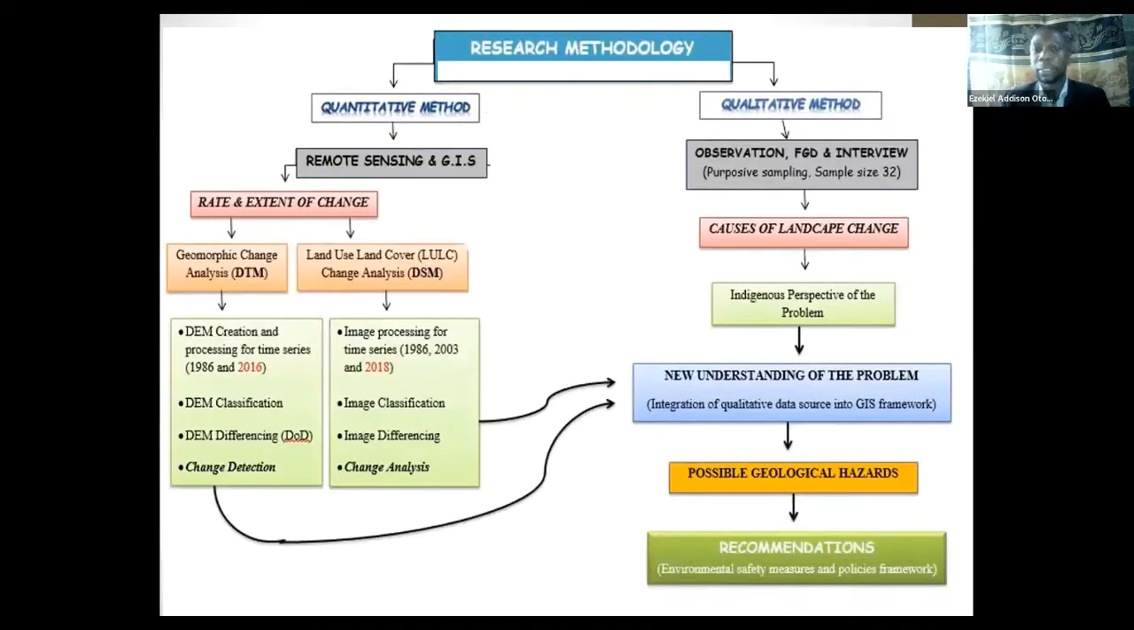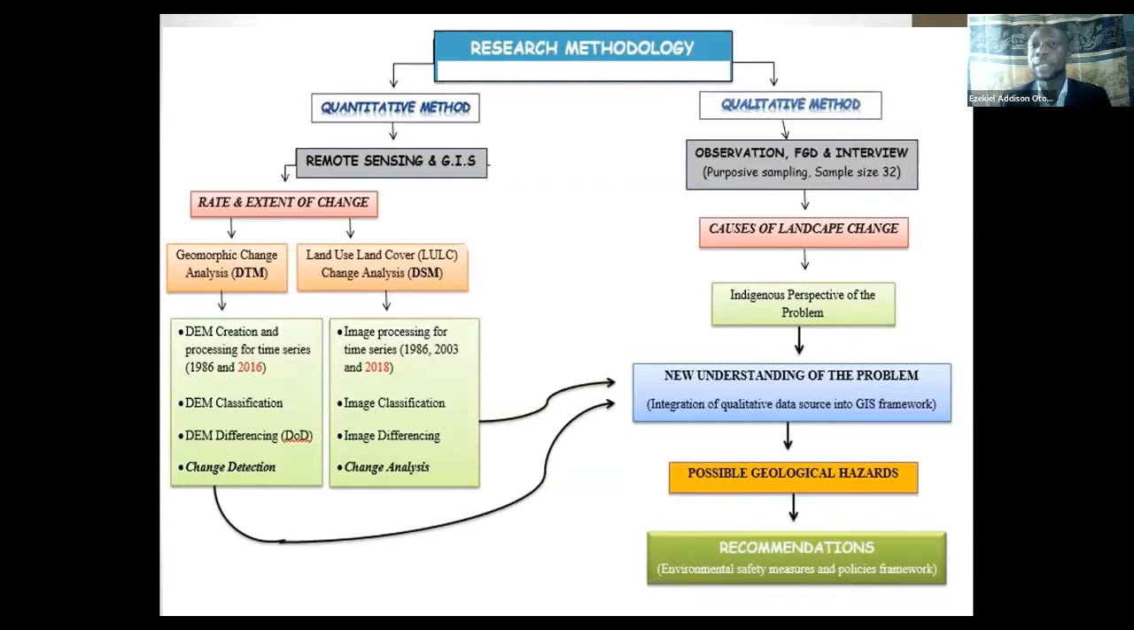And the methodology. So this research used the mixed method approach, both the quantitative and the qualitative approach. The quantitative approach used remote sensing and GIS to analyze the extent of change in the area, using mainly the digital terrain model and digital surface model. The qualitative aspect used observation, interviews, and focus group discussions.